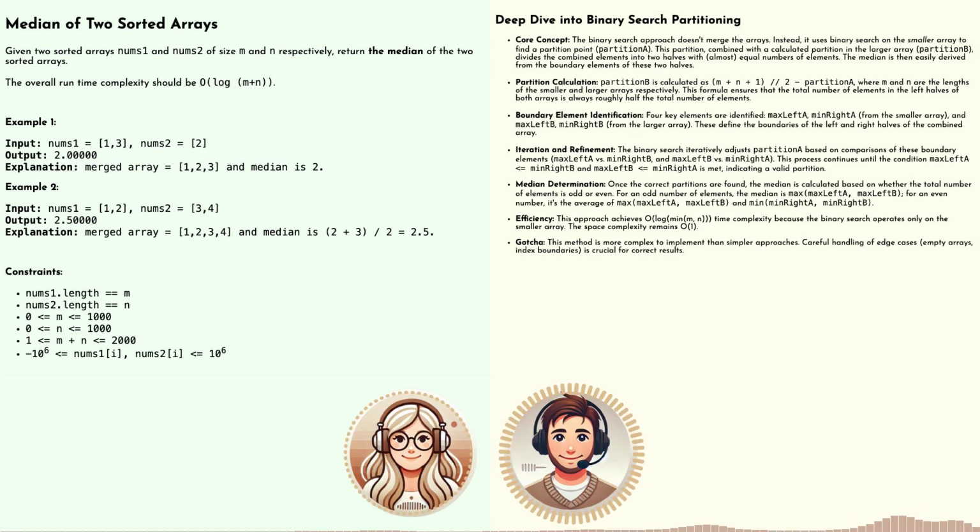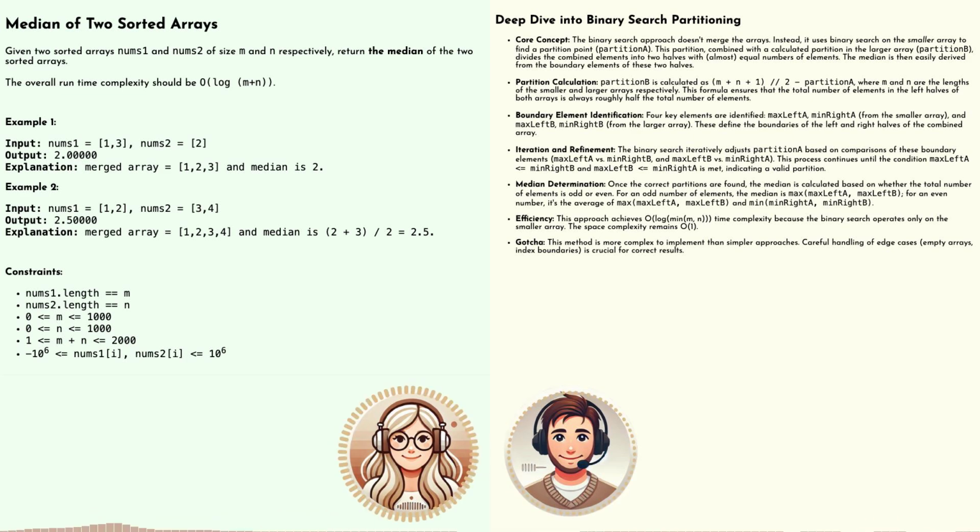I'm visualizing those four elements, the max on the left and min on the right of each partition. So what are we looking for in these comparisons? We want to make sure that all elements on the left are smaller than all elements on the right. If the maximum element on the left side of one partition is greater than the minimum element on the right side of the other partition, we know we have a problem. It means our partitions aren't in the right place. Exactly. So how do we adjust them?